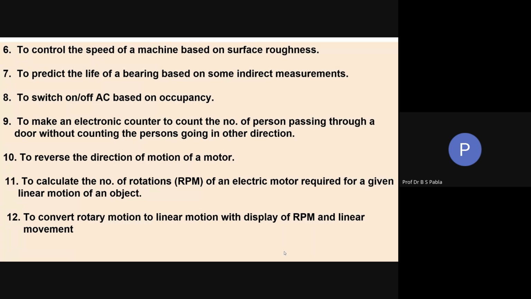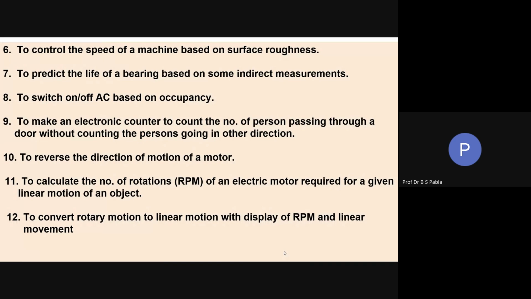To make an electronic counter to count the number of persons passing through a door without counting the persons going in the other direction. It's clear. It is like what police people do to reverse the direction of motion of road traffic. How do we do it? There are many things the student will learn on this. What is the direction? What controls the direction of motion? How to reverse it? How to control it with the help of IoT?